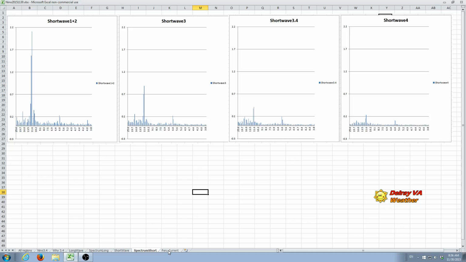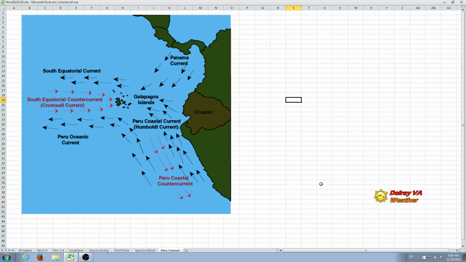Okay, what could be causing that? Well, I tweeted out some of these graphs to some selected followers last week. And I got a very interesting response from one of my followers that connected these graphs to the Peru current.